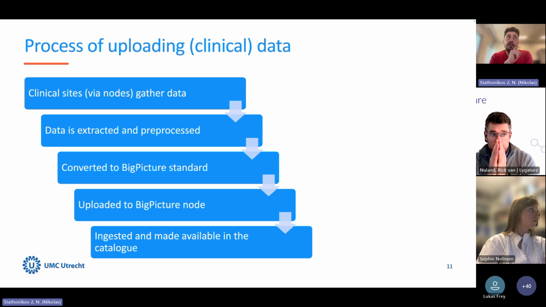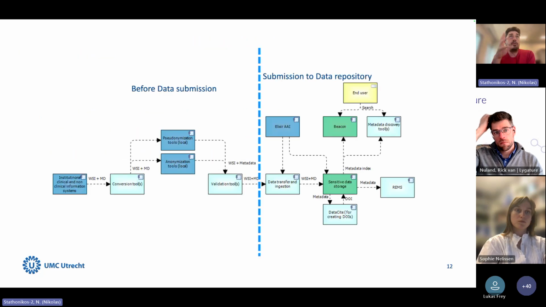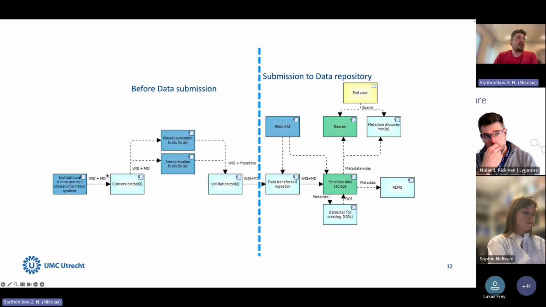So practically, the site that has the data has to extract the data from their system. They'll have to do some sort of pre-processing, and then it has to be converted to the Bigpicture standard. Once it's converted locally, then it has to be uploaded to a node. And after it has been uploaded, it's ingested into the repository and it's available in the catalog. So then people can search for it. And if you look at the infrastructure, from the line on the left side, these are the actions you have to perform locally. And the right side is what happens once the data is uploaded. In the sketch, you'll see a lot of blocks, and that's because there are a lot of actions that need to happen on a local level.